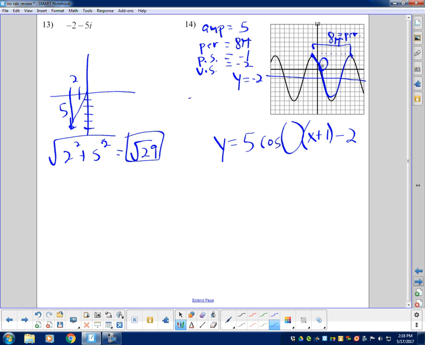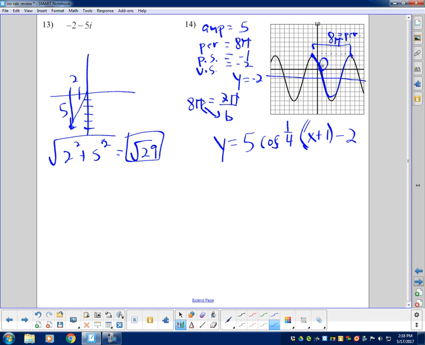So remember, period, 8 pi equals 2 pi over b. Swap these two, so we get 2 pi over 8 pi will equal my b, and so 2 pi over 8 pi simplifies to 1/4. Should be a 1/4 there. Make that readable. 1/4 right here, and that's the cosine function.